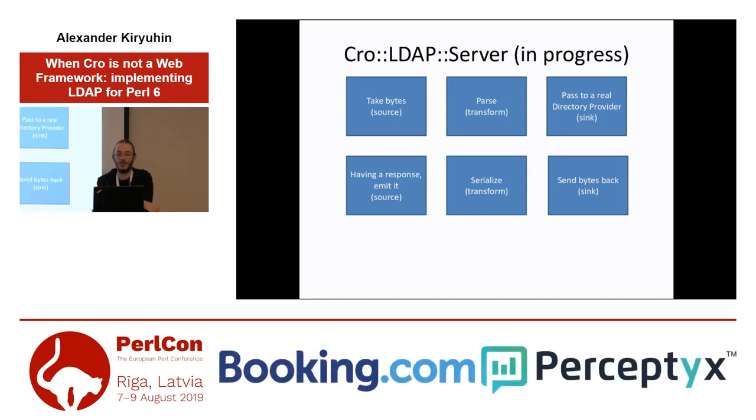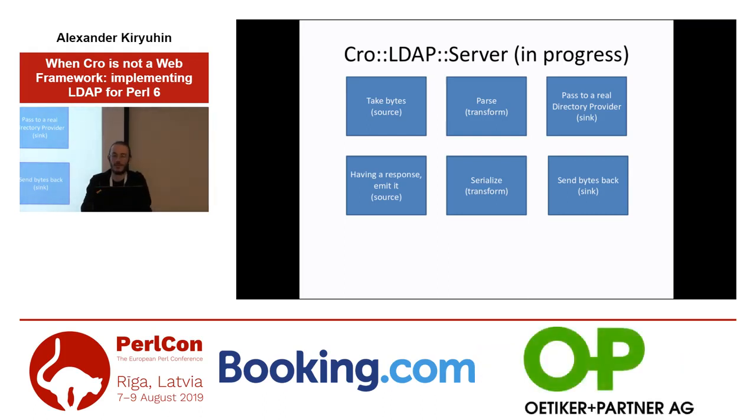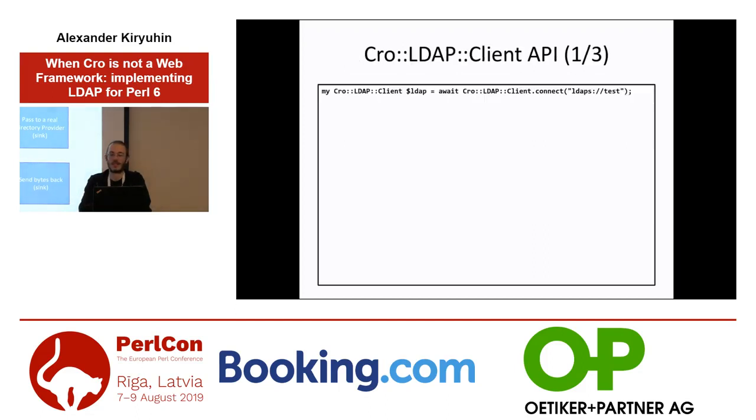And now a server. I thought that writing a directory is not very interesting, but given we already have a parser and a serializer for LDAP types, we can just as well shuffle them a bit from the client parts, and it looks a bit the same, but in the reverse order. So we take bytes, we parse them, and then we can pass those messages to a real directory provider. And once we have some response, we encode it back into bytes and send them. So now back to the API.